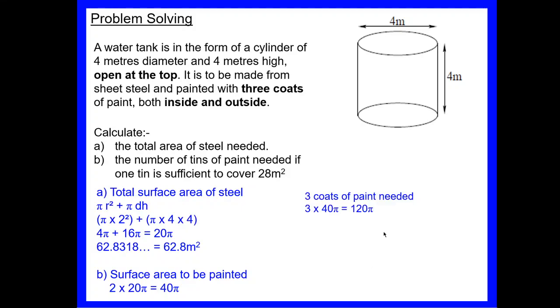Now we wanted 3 coats of paint, so that's 3 times 40 pi, which is 120 pi. So you can see it's much easier to use these numbers in terms of pi than these really long decimals here. So if I need 120 pi, that's my area to be covered, and we can cover that with 28 meters squared per tin. So we divide that by 28 to give us the number of tins we need: 13.4639, etc. tins of paint. Now I can't buy bits of a tin of paint, so I would have to round up to make sure I've got enough. So we would need 14 tins of paint.